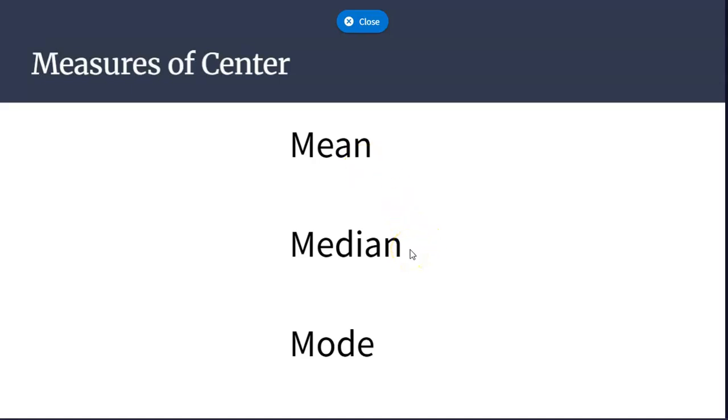The median is when you line up all the numbers from least to greatest and you choose the exact middle number. The mode is simply, in a set of data, the number that appears the most.